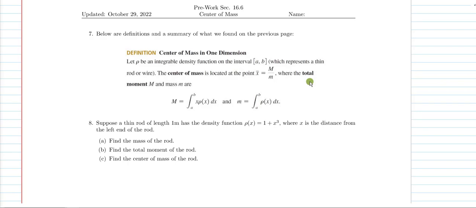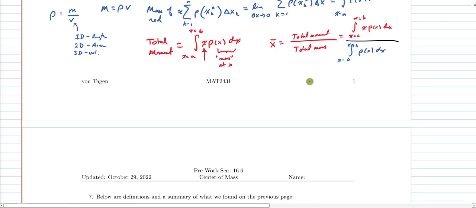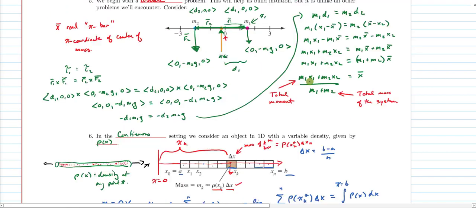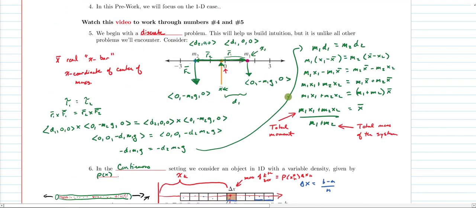Okay, folks, in those first two videos, we really did the heavy lifting for this section, where first we looked at a discrete case where we could actually compute the center of mass formulaically by just taking the two masses, and we were able to say basically that the x-coordinate of the center of mass was this total moment divided by the total mass.